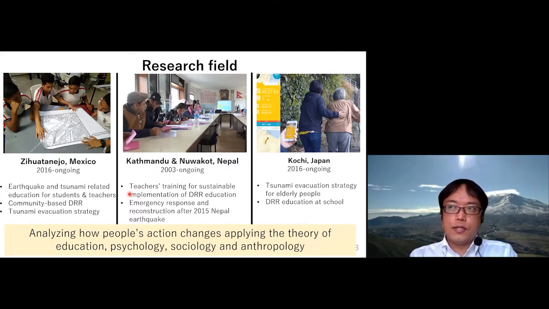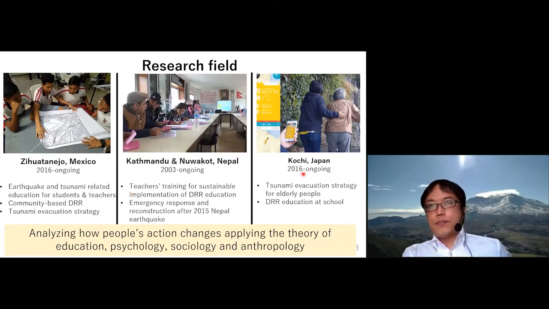I have been interviewing and working with local NGOs and international organizations in Nepal, and they have also been providing different types of disaster risk reduction education trainings for local teachers. But one of the biggest issues is that even though local teachers receive the training, they don't continue to carry out disaster risk reduction education at their own schools. So sustainability and continuity are the big issue here. I am thinking about how we can ensure continuity and sustainability of disaster risk reduction education through the initiatives of local teachers, through teachers' training. This is my main focus. And of course, there was a huge earthquake in Nepal in 2015, so there was a stage of emergency response and reconstruction. These are also my research targets in Nepal.